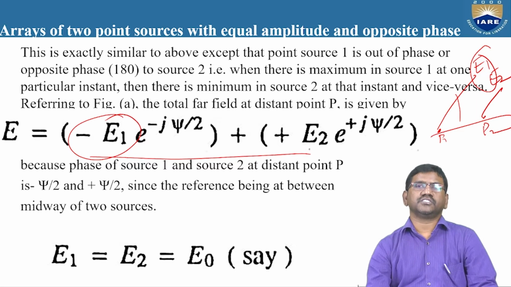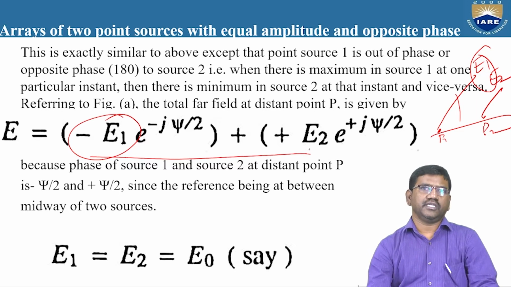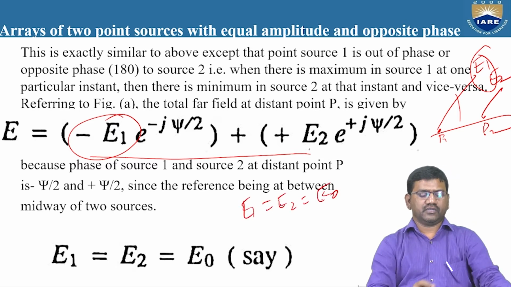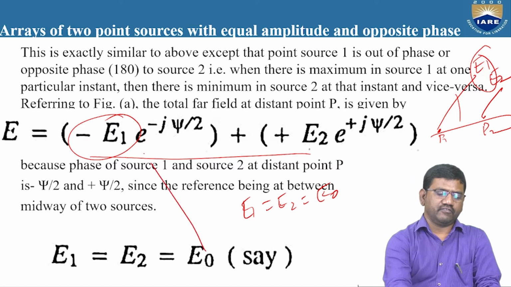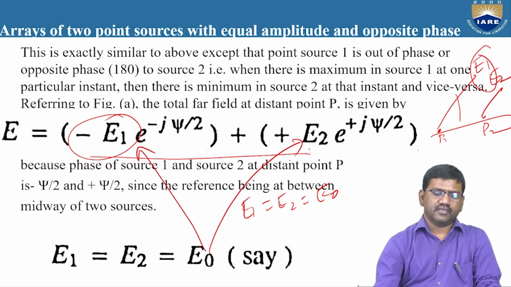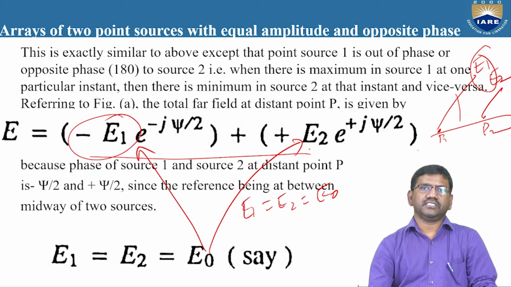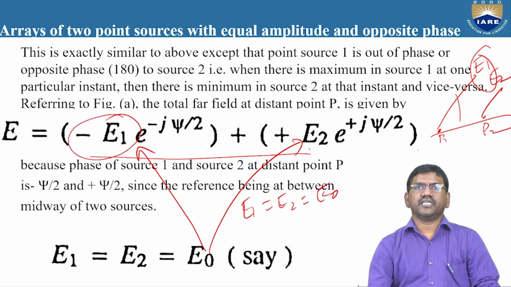That means let us assume E1 is equal to E2 is equal to E0. So if we substitute this E naught value in this expression, that is E1 is equal to E2 is equal to E naught, we'll get E is equal to minus E naught e power minus j psi by 2 plus E naught e power j psi by 2.